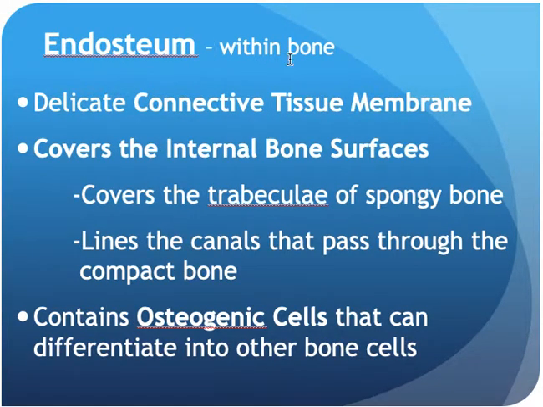Endosteum is within the bone. This is a delicate connective tissue membrane, covers the internal surfaces of bones, covers the trabeculae, okay, of the spongy bone, and it's also going to line the canals that pass through the compact bone. Okay, it contains osteogenic cells again, and anytime you see stem cells, osteogenic cells, you want to remember that these are the ones that can kind of differentiate into other bone cells. And we'll talk about the other cells that are found in bone too.